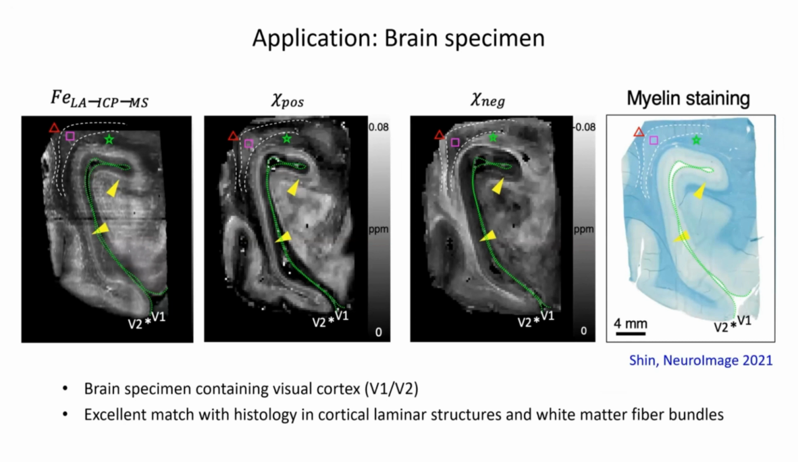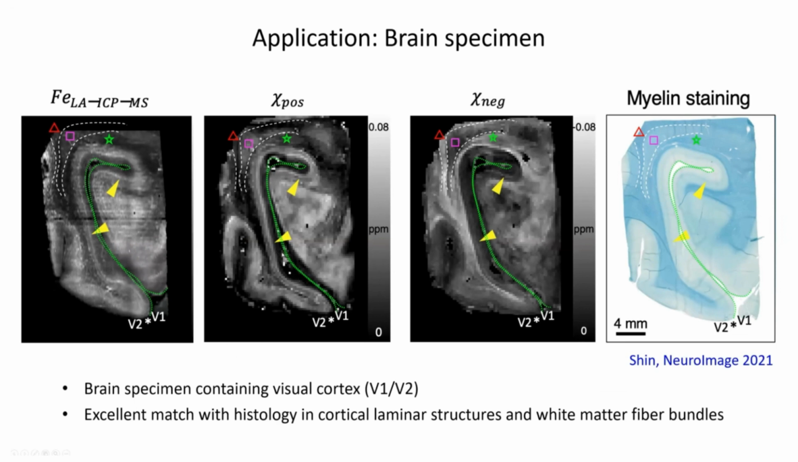And this is the first result using the technique for the brain specimen, where you can see the positive susceptibility map and negative susceptibility map, and you can compare them with the myelin stain and also the iron quantification result on the left. And you can see a pretty good correlation between the two, especially in the cortical layers.